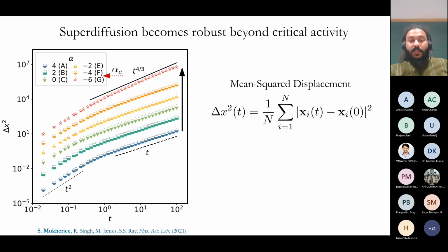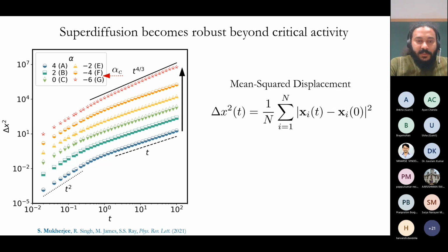But for the highest level of activity here, which is beyond that alpha critical I was talking about, you see a very robust regime of superdiffusion. This is almost over 2 decades in time that delta x squared goes as t to the 4/3.